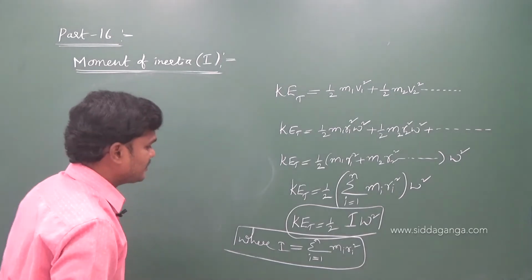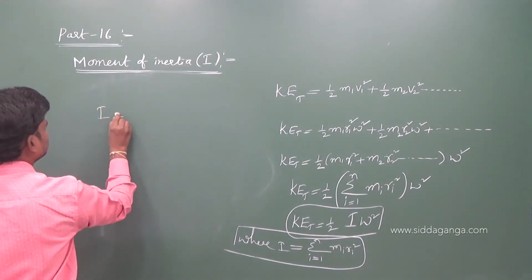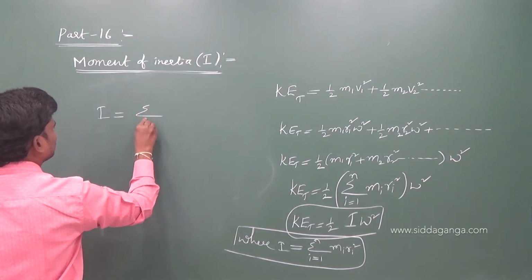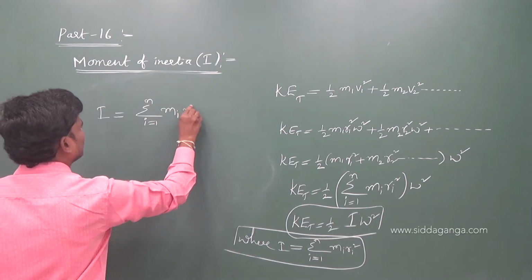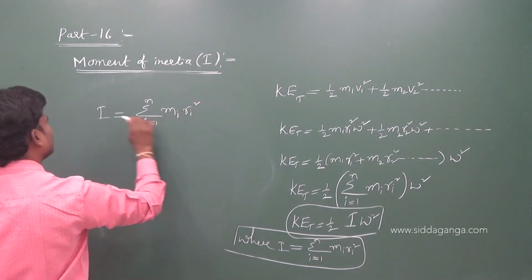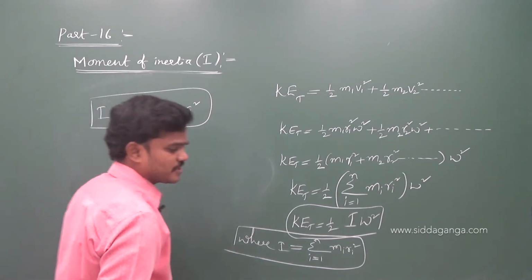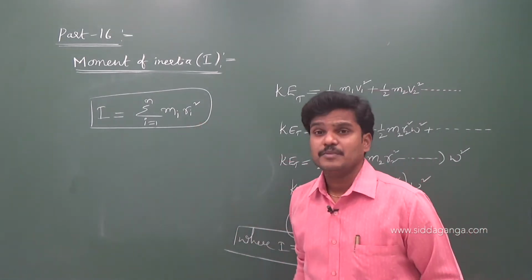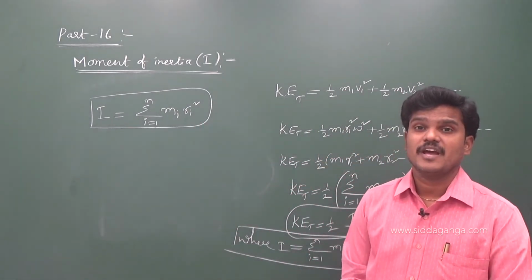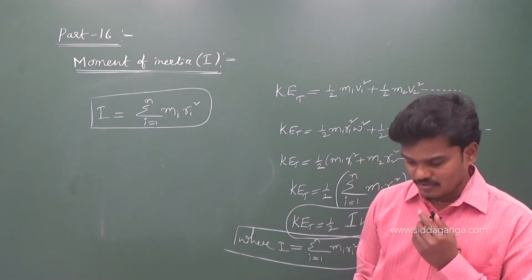Now see, finally we got the moment of inertia I, which is equal to the summation of i equals 1 to n of m_i r_i square. What is this r? What is this m? If I substitute 1, that is the first particle. If I substitute 2, second particle, third particle. R is the perpendicular distance from the axis of rotation.